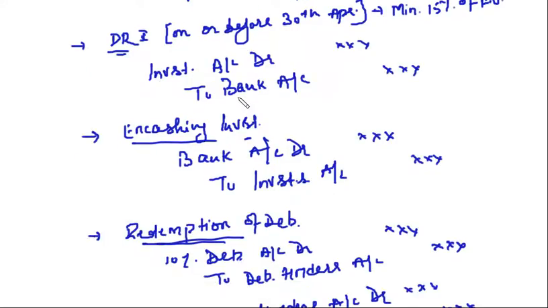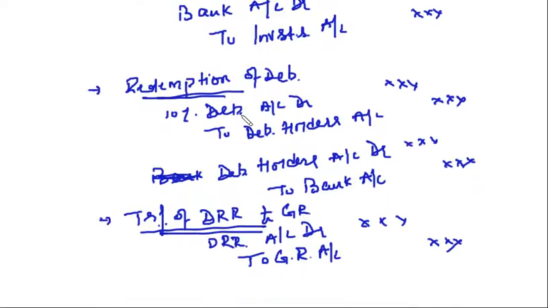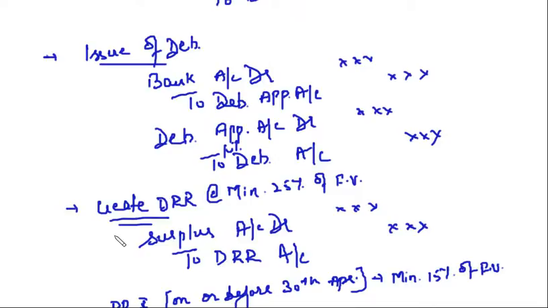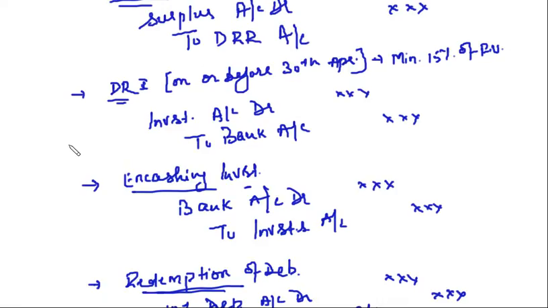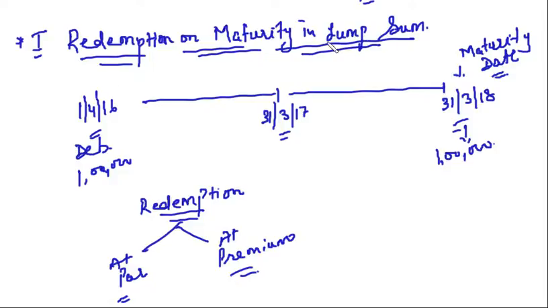For that, investment to bank. Then just before the redemption, you are encashing your investments. For that, you will say bank account debit to investment account. Then you will pass the entries for redemption of debentures that we have just discussed, and then if there is any balance left in the debenture redemption reserve, that balance will be transferred to general reserve. Clear? So you can write this down. These are the basic entries that we have to pass at the time of redemption of debentures. So we have done redemption on maturity in lump sum.